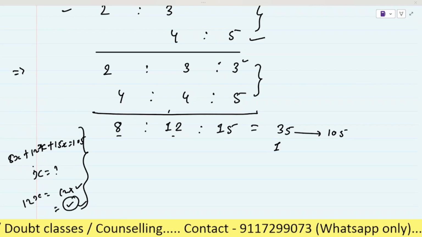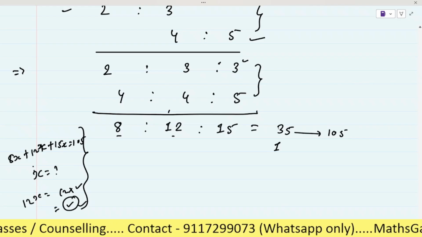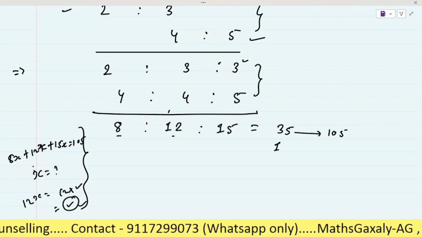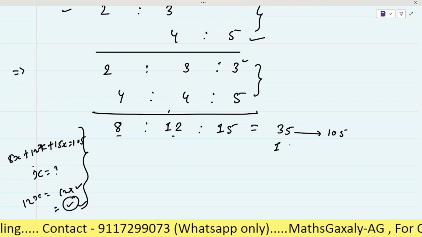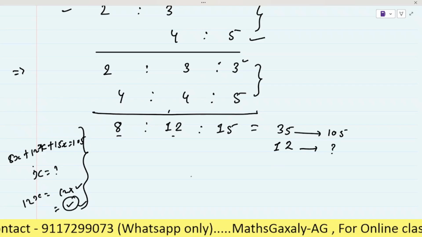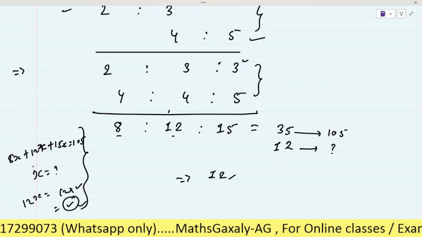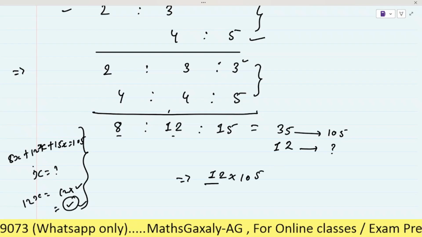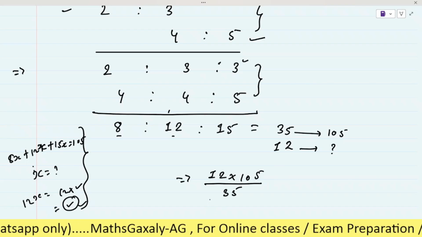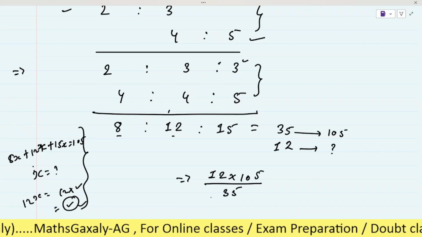Okay, let's see here. Is there any doubt till here? The value of 35 will be equal to 105, right? So here we have to find the second number, na? Then it means we have to find the value of 12. So simply here we will cross multiply it and it will be 12 into 105 divided by 35. Okay. Is it clear or any doubt?